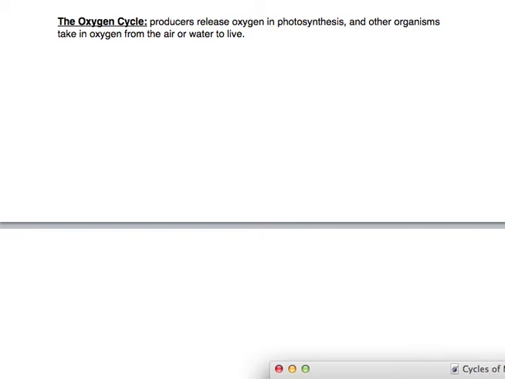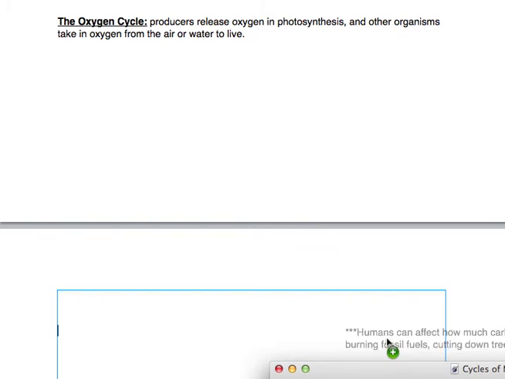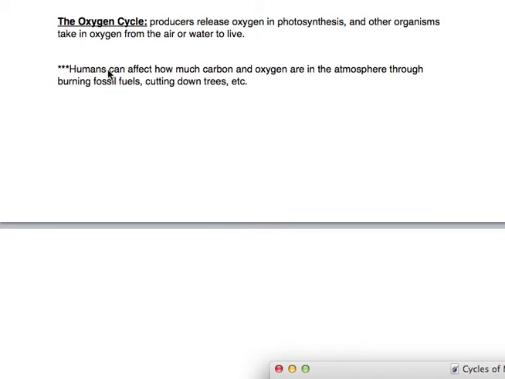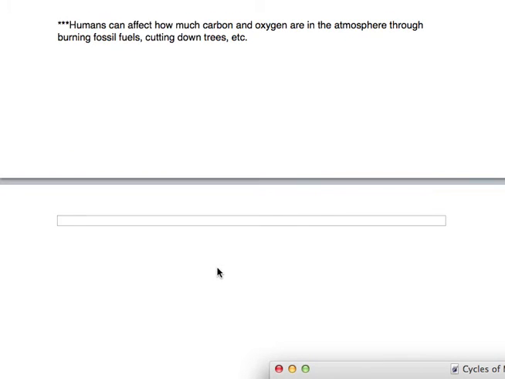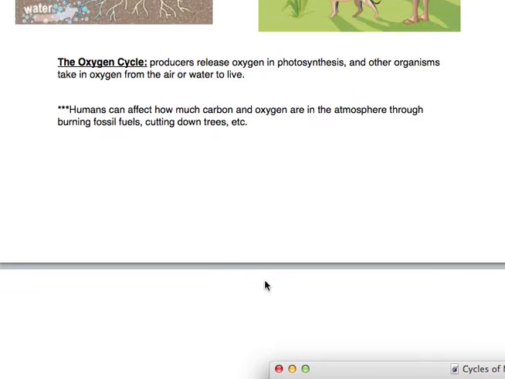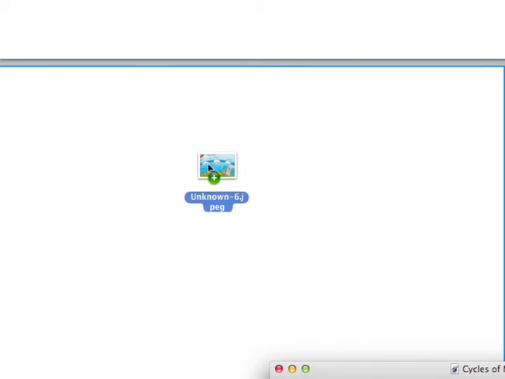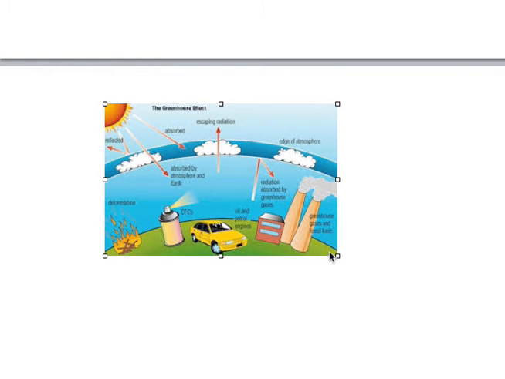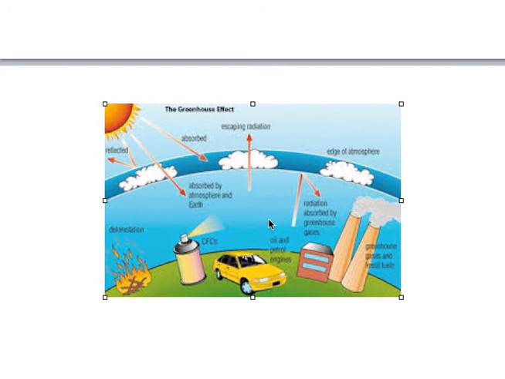The other thing I wanted to talk about is that as far as the carbon and oxygen cycles are concerned, human beings really have a huge effect on how much carbon and oxygen are in the atmosphere through the burning of fossil fuels, cutting down trees, etc. So in addition to this nice carbon cycle that we're seeing here and the oxygen cycle that we're seeing here, it's a lot more complicated than what is on the page. And so here's a picture that really helps us see what else is involved in the carbon cycle.